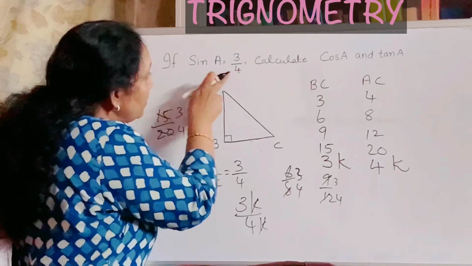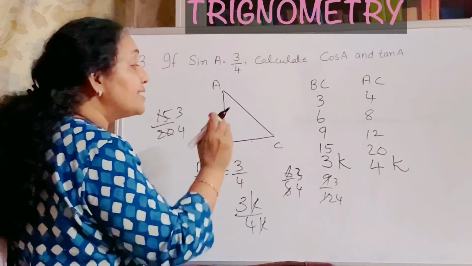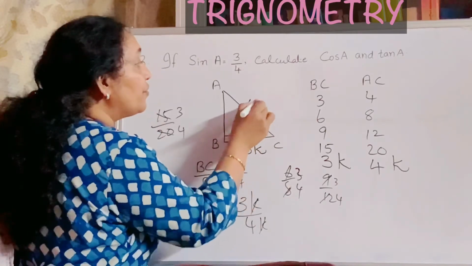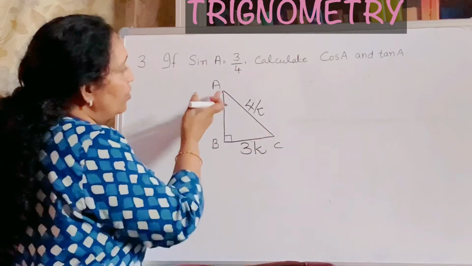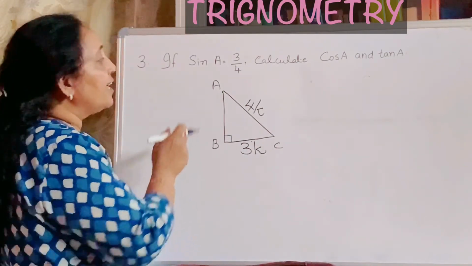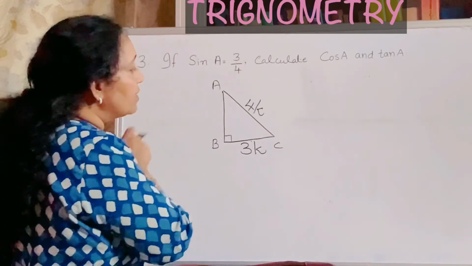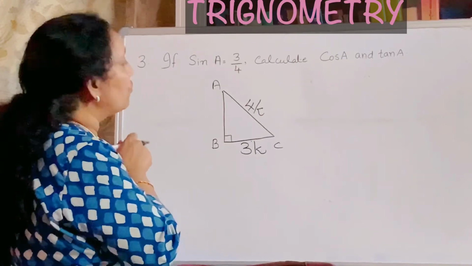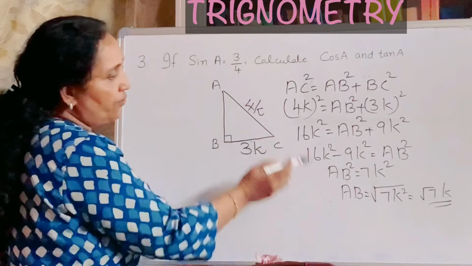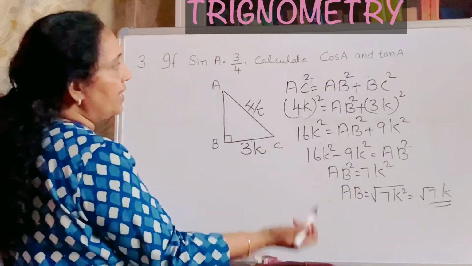The ratio is given to you. You take the sides as 3K and 4K. Here we got AC is 4K and BC is 3K. Then by Pythagoras theorem we will get the length of AB. Find out the length AB. Length of AB is root 7K.